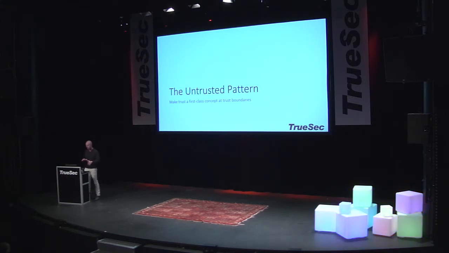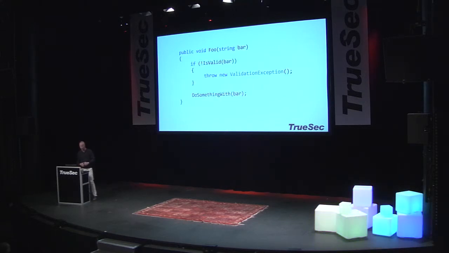So here's a good interim pattern that you can use, which zooms in on the trust boundary itself. Take this function, foo. It takes a bar, a string, an untrusted object or value. We validate it, and then we do something with it. The doSomething function is inside the circle of trust, inside the trust boundary.